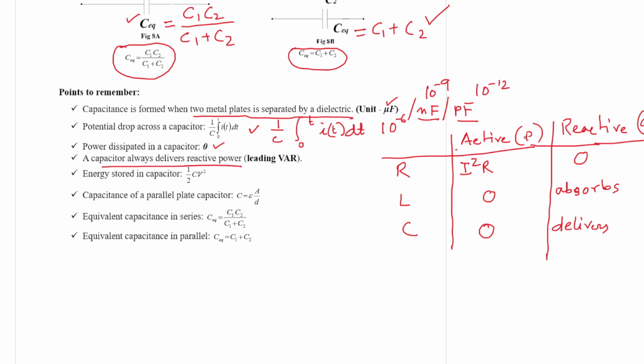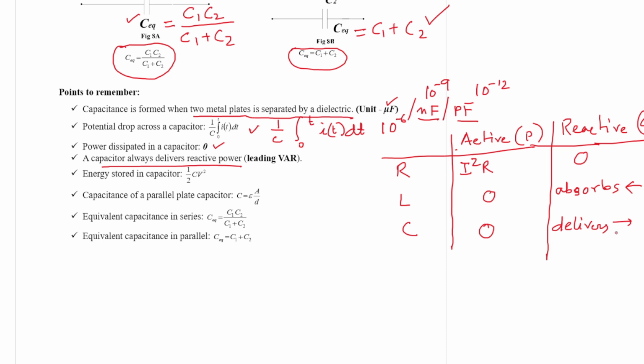Resistance always dissipates active power. It has no role in reactive power. Inductance and capacitance have no role in active power. Active power is never dissipated in an inductor or capacitor. An inductor always absorbs reactive power, so it always takes. However, a capacitor always delivers. That means you can say a capacitor is a reactive power generator.